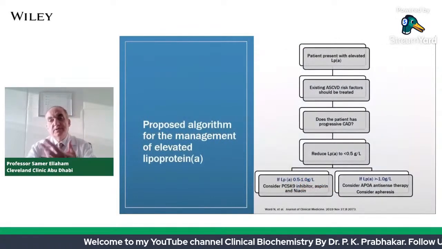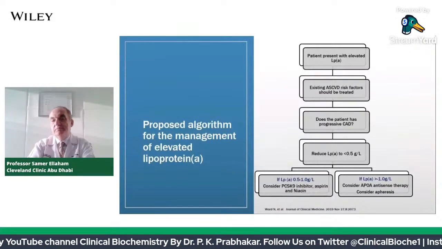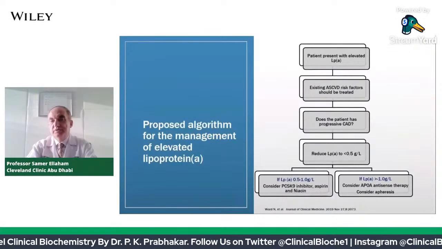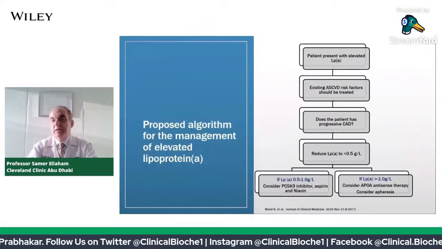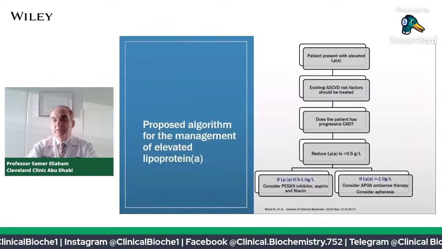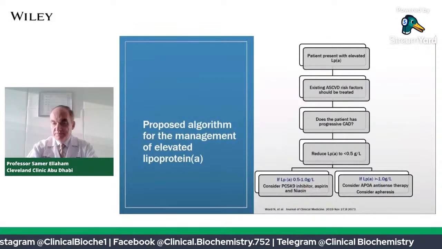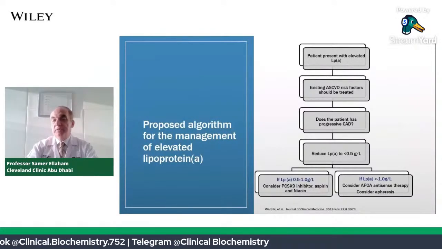Are there algorithms? Really, I struggle to find an algorithm that is very clear. This could be one, but it's not final. It's a patient with elevated Lp(a). Do they have existing vascular disease risk factors that should be treated? Does the patient have progressive CAD, coronary artery disease? Should we reduce the Lp(a)?